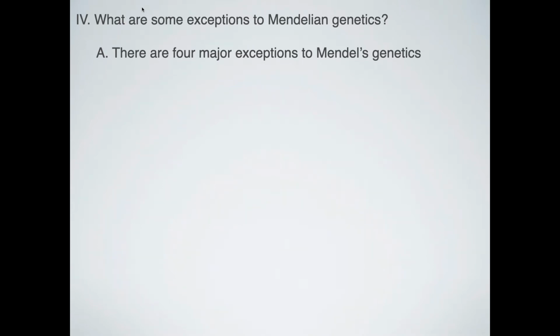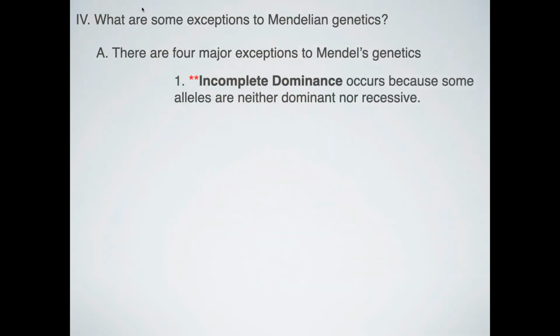So it's kind of lucky that Mendel, when he was looking at pea plants, the traits that he was looking for were purely dominant or purely recessive, because there are lots of situations where that isn't the case. So we're going to talk about one of those first, which is called incomplete dominance.